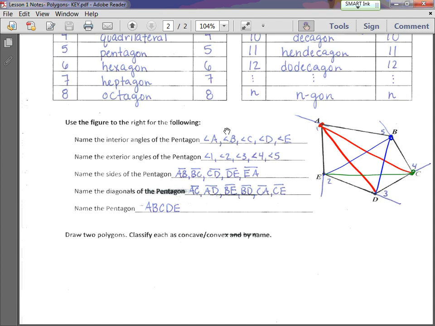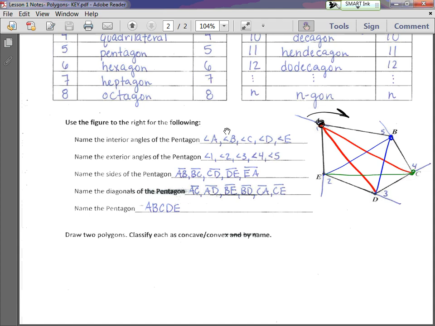It does not matter which letter you start with, and it does not matter which direction you go in, as long as you maintain that direction. So I just started with vertex A, and I went clockwise around, so A, B, C, D, E. You could have started with any letter. You could have started with D and gone counterclockwise and said D, C, B, A, E. What you don't want to do is just start and jump around, say A, C, E, D, B, because that gives us no indication as to the order of the letters.